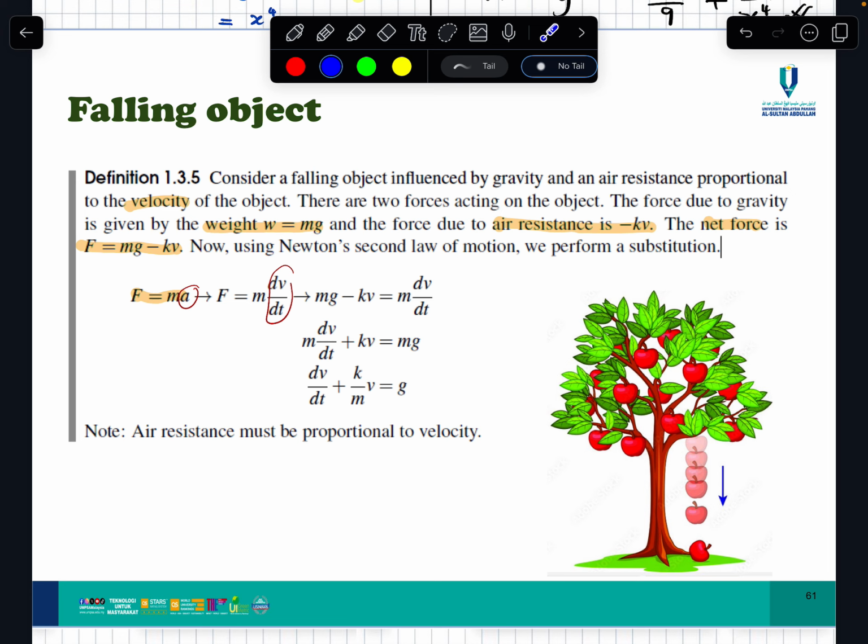Rearrange, we move m dv/dt to the left. Okay, and then we get this equation. Finally, we divide the entire equation by m. So we obtain first order linear differential equation like this.